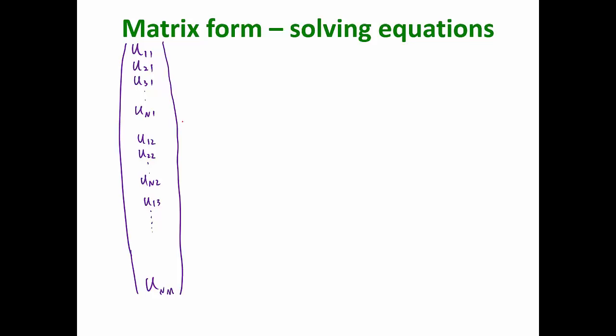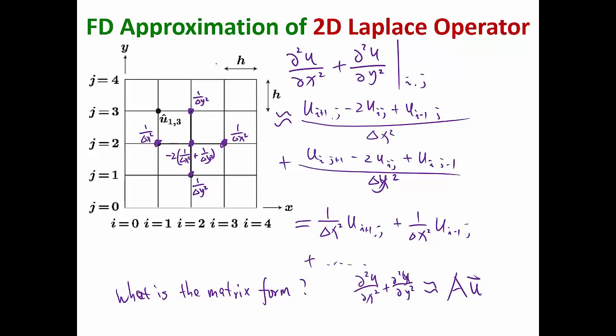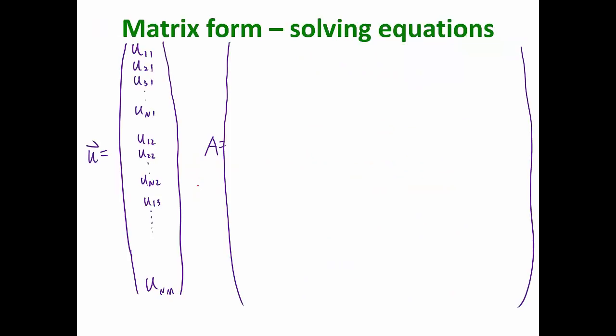So once I have the vector stored in this form, let's call it u vector equal to this. Now, what is my matrix A? What should A look like? Remember, if you look at the coefficients on this, they look like this. And again, let's assume we have the simplest boundary condition, the Dirichlet boundary condition, which specifies the value of the function at the boundary equal to, let's say, 0.